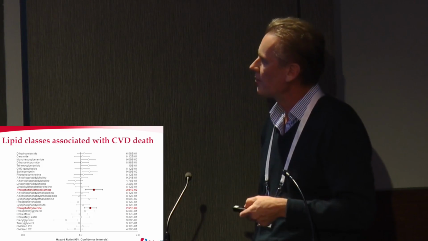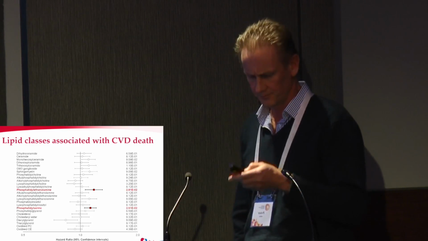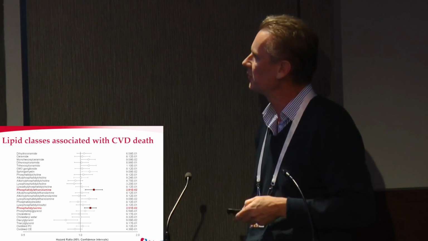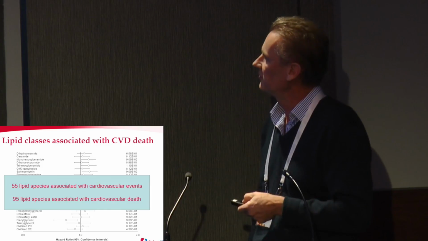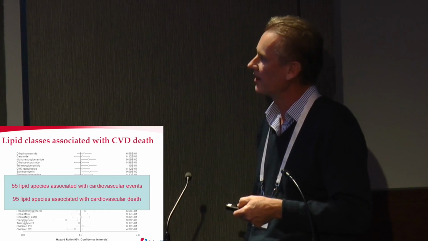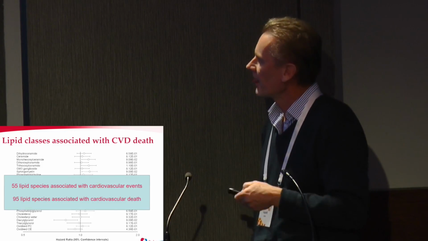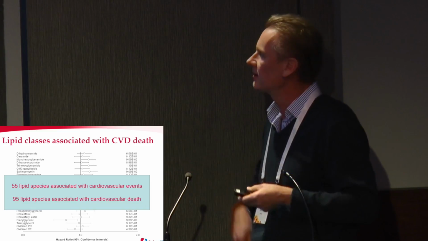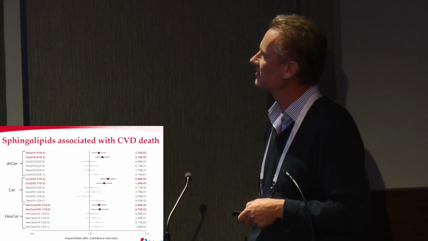But of course, within each of these classes, there are multiple lipid species. And so when we start to dig down into the individual species within each class, we start to see a large number of species, 55 associated with all cardiovascular events and 95 associated with cardiovascular death. And when we look at what they are and how they behave within the class, we start to understand why we're not seeing this effect at the class level.